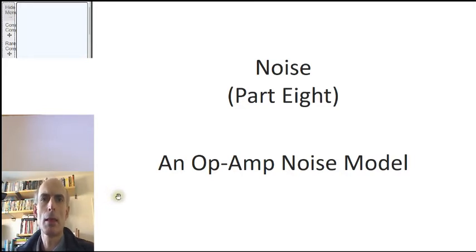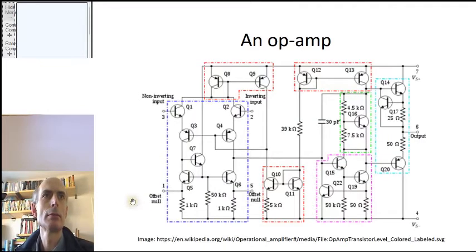Now, we haven't seen inside an op-amp before, but a typical op-amp looks like this if you plotted its circuit diagram. Remember that every diode and every transistor has a shot noise component associated with it, and every resistor will have a thermal or Johnson noise component associated with it. So in this op-amp, there are over 30 different independent sources of noise.